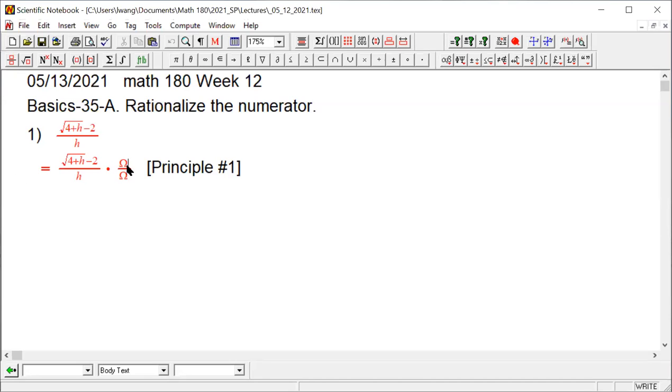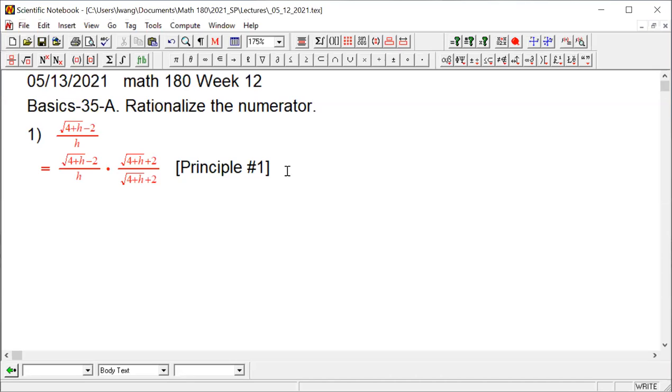So you're going to choose something to make that radical disappear, okay? So what is that something you're going to choose? You're going to choose the conjugate of the numerator. The conjugate of the numerator is simply just turn -2 to +2. You follow me? So that's the bologna you're going to multiply.